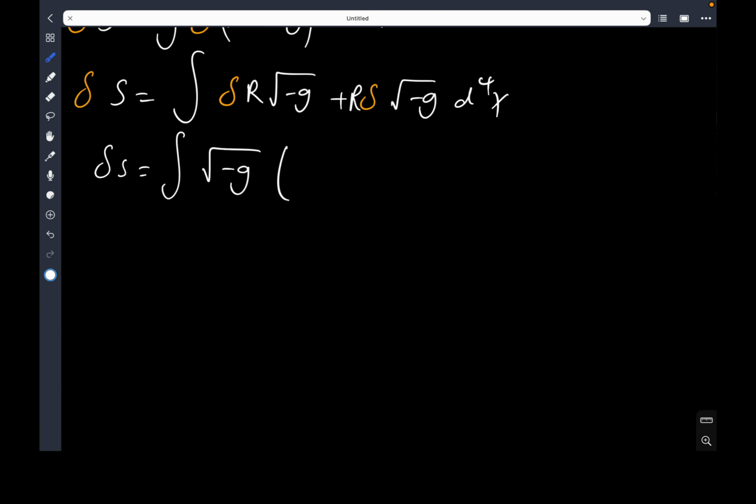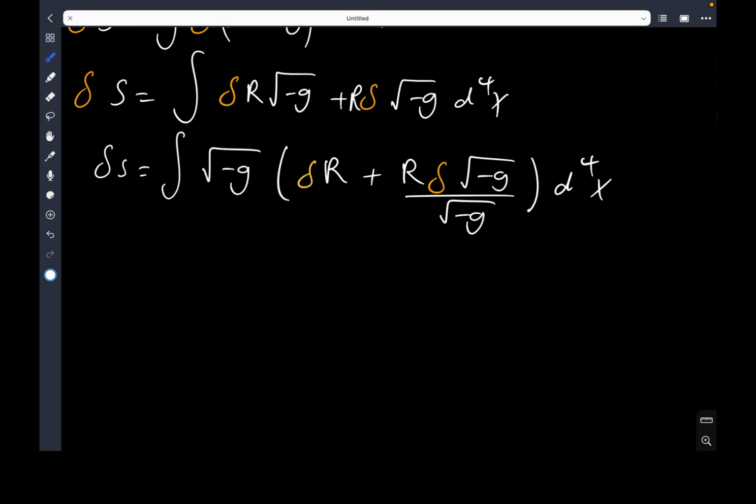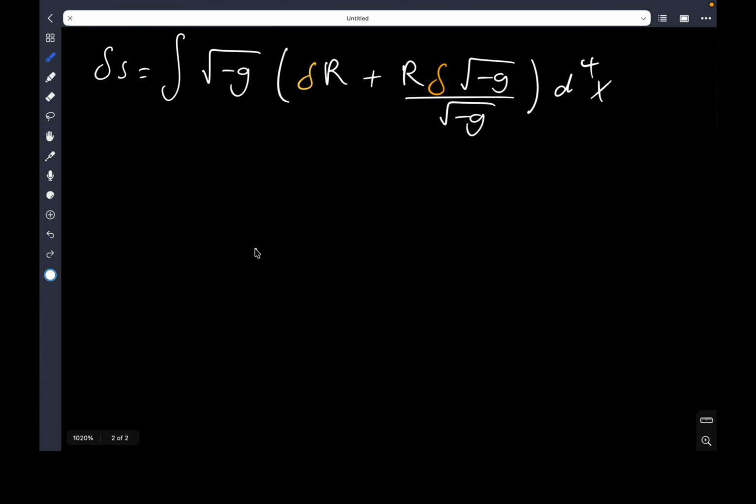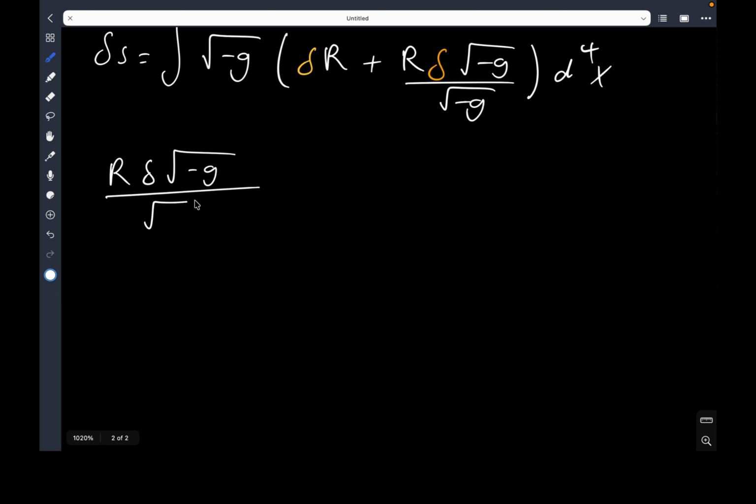which is going to make this thing equal to delta R, the Ricci scalar, plus R delta root negative g over root negative g d to the 4x. So first we're gonna work on this one here, the R delta root negative g over root negative g.